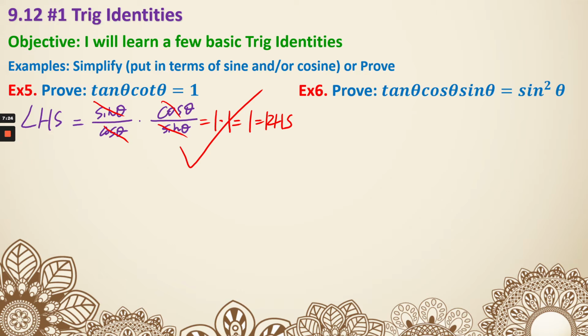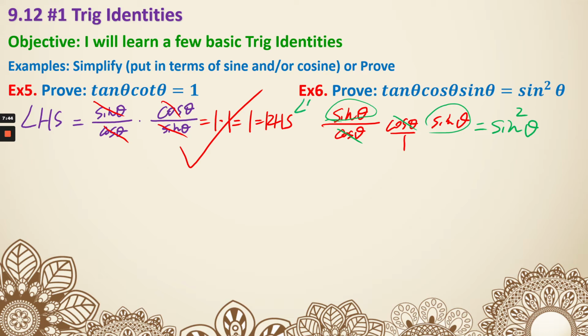Next, number 6. I'm going to do the same thing. Tangent is sine over cosine times cosine over sine. I can put it over 1 so that I can cross cancel cosine, and I just have a sine and another sine left, which becomes sine theta squared. So we started from the left-hand side, we got that, and that is the right-hand side.